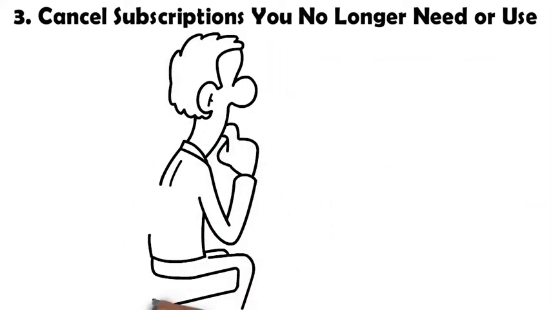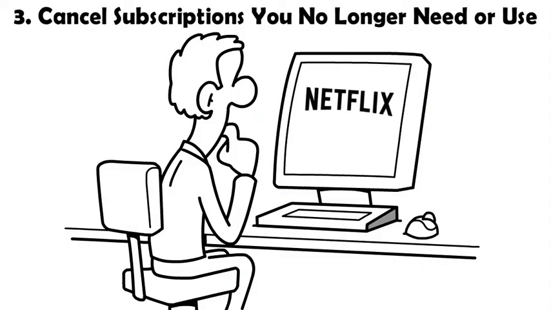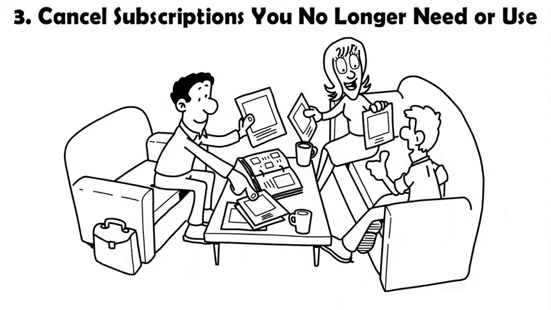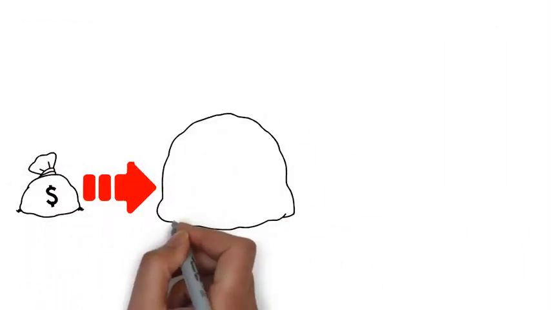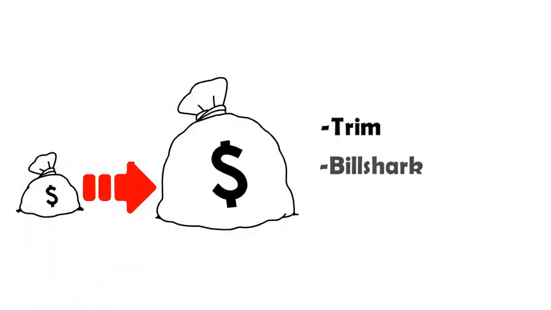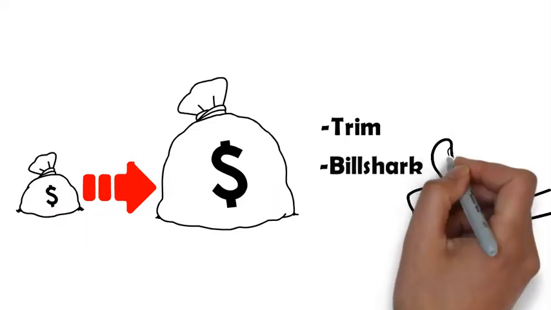One of the few instances of a changeable fixed expense is a subscription service. Many people forget about these long after they stop using them. Canceling old subscriptions may not seem like much, but it will add up over time. Trim or Bill Shark can help you find forgotten subscriptions.